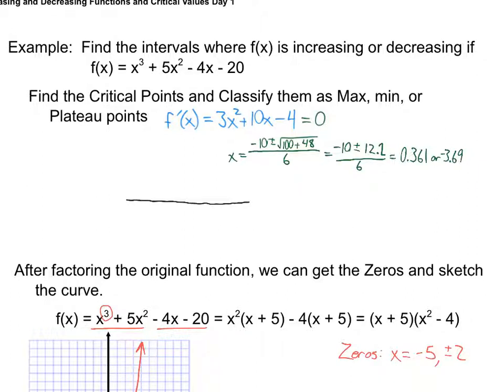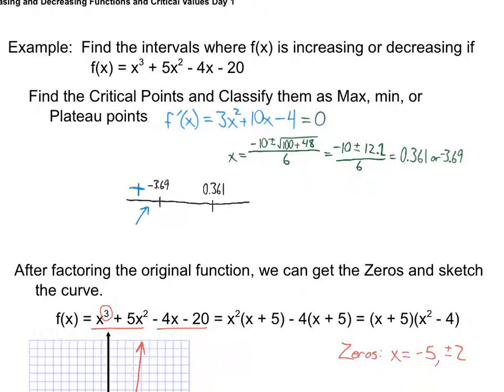So I'm going to put a number line here. I put negative 3.69 on the number line. I put a positive 0.361 on the number line, and I pick numbers to plug into my derivative. Okay? If I picked, say, a negative 4, negative 4 squared is 16, so that's 48, minus 40 is 8, 8 minus 4 is positive. Okay? So I know that this will be positive, which means my function is increasing until I get to that negative 3.69. Okay?